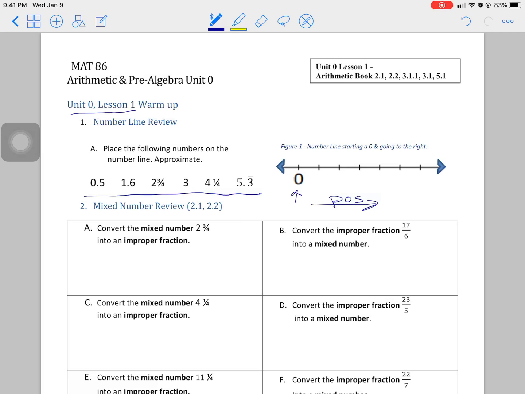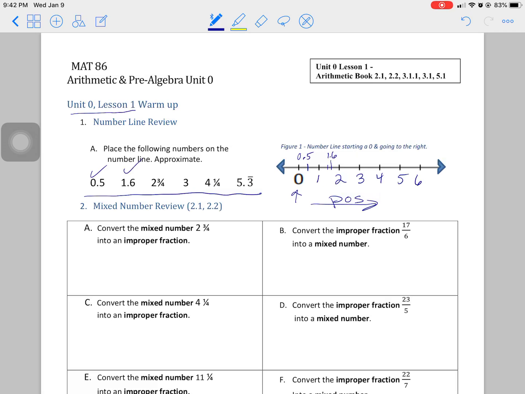Well, let's see. How about if we number our number line first? There we go. Some whole numbers. And 0.5 would be what? About halfway. So that's the decimal. 0.5 would be halfway to 1. 1.6. Let's see. There's 1 and 2. 1.5 would be halfway. 1.6 would be, I don't know, about there.